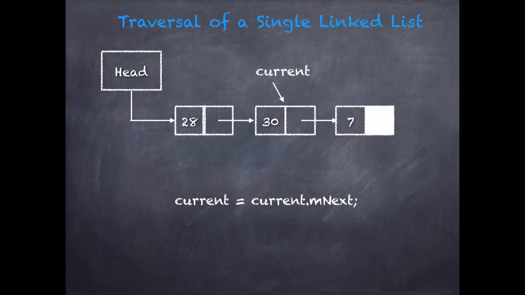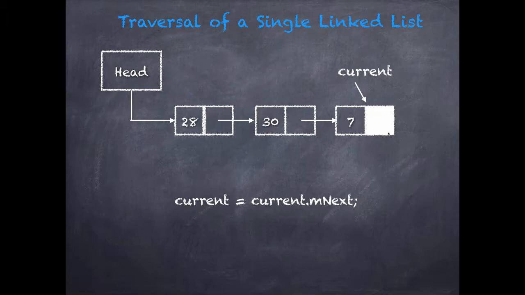The data member next of current now refers to the node 7. So now to make current refer to this node 7, you would need to once again execute the statement current equals current dot next. By this, current now refers to the last node, which is 7.